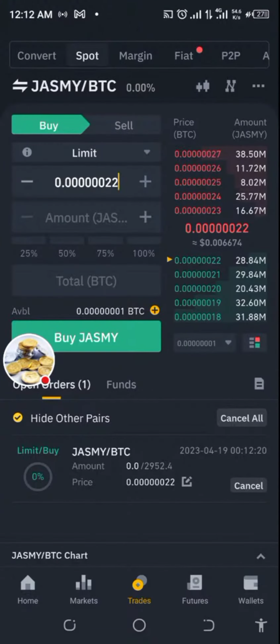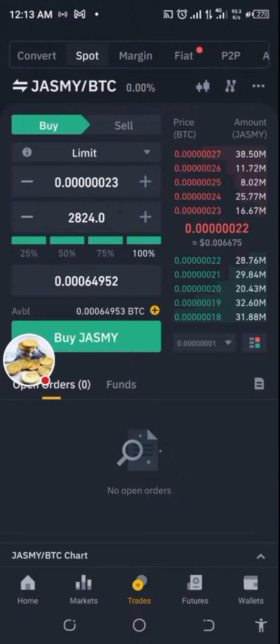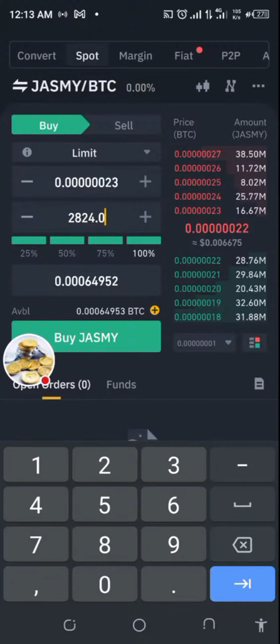So if I cancel this right now, I want to show you what I do. If I want to get it sold immediately, all I have to do is tap this first thread, which is going to be 23, and then I will pick up 100%. Now, can you see I have 28.24? Less. So if I click on buy now, it's going to get bought immediately, but I have to check whether this is going to be profitable or not.